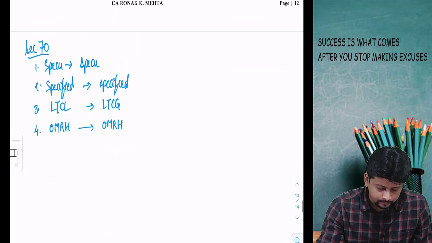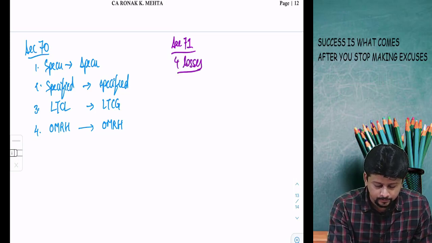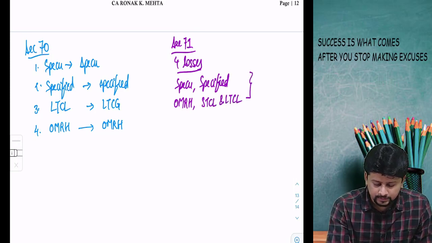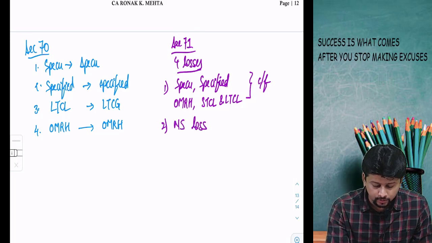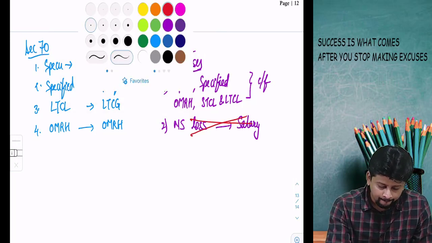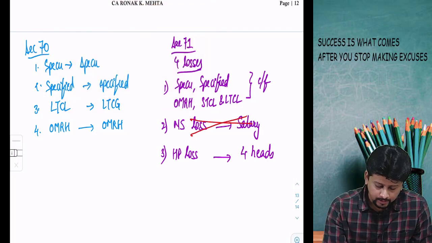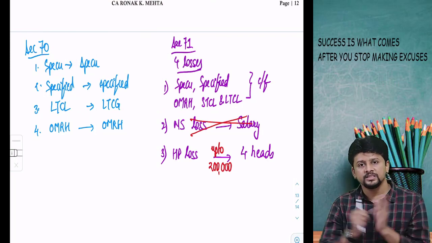So technically, if I have to quickly summarize section number 71, I can say that there are 4 losses: speculation, specified, OMRH, owning, maintaining, resource activity, short term and long term. These will be straight away carried forward. Restriction number 1. Restriction number 2, any non-speculation loss against salary, this is not permitted. And restriction number 3, that house property loss can be set off against the balance 4 heads, but up to an amount of 2 lakh rupees only. Balance house property loss will have to be carried forward. This is your section number 71.